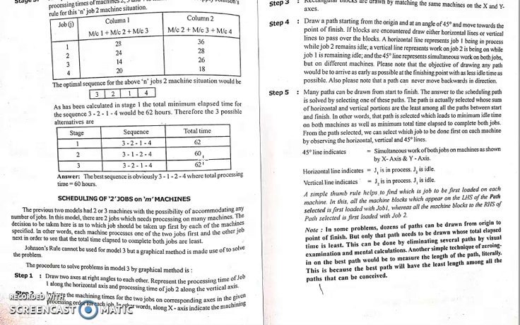Okay, so now the next kind of problem is scheduling of 2 jobs on M machines. See, here we have a very different kind, because here we have only 2 jobs, but there are different machines. Understood? So here we need to find the solution, that is the total minimum time to complete 2 jobs on all the machines with the help of a graphical method.